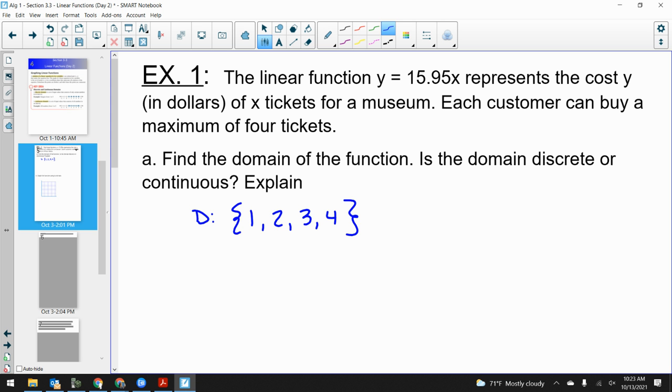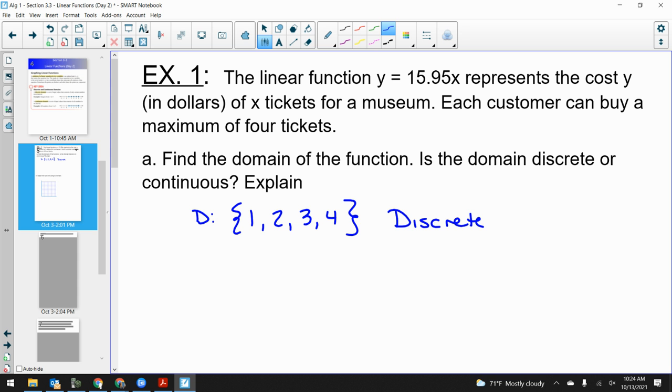Now my range. Range, we'll talk about it. It only asks for find the domain of the function. But now we say, is that domain discrete or continuous? So what do I say? Discrete, because it's only single solitary points. There's no possibilities of any decimal values. So we would call it a discrete domain. And again, if I wanted to explain, I cannot have any decimal values. Decimal values do not exist. It's only certain values between 1 and 4.